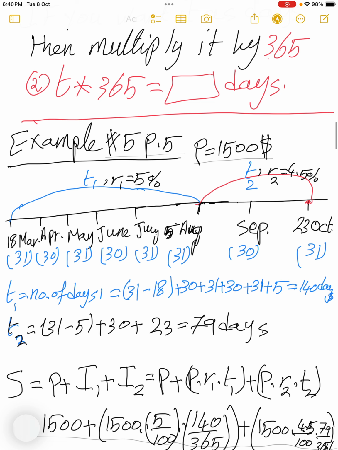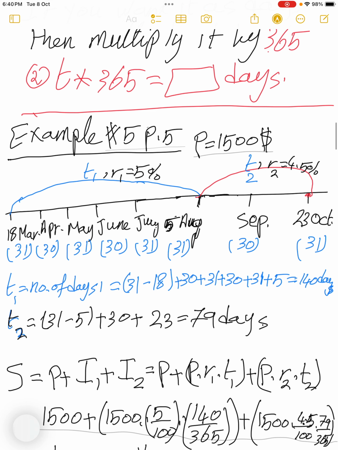Example number 5, page 5. B equals 1,500 from 18 March till 5 August. You will have April, May, June, July. Then calculate, put the days on each month, and then calculate. Here he doesn't give you the number of months, but he gives you the beginning and the end of this period, from 18 March till 5 August.